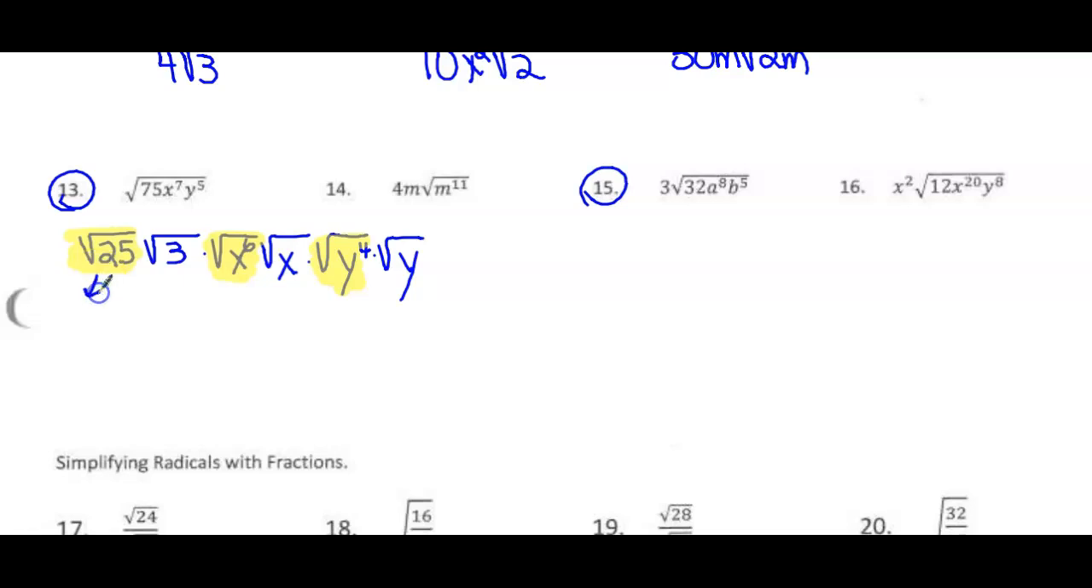That will turn into 5. X to the 6th will turn into x to the 3rd. Y to the 4th will turn into y to the 2nd. So I simplified all those perfect squares. And now I have to combine everything that's left under the square root. So that will be 3xy.